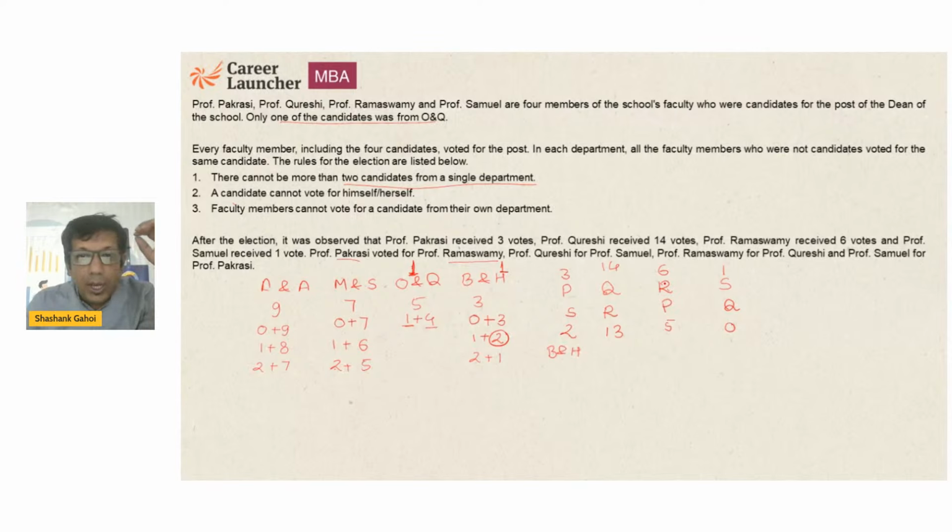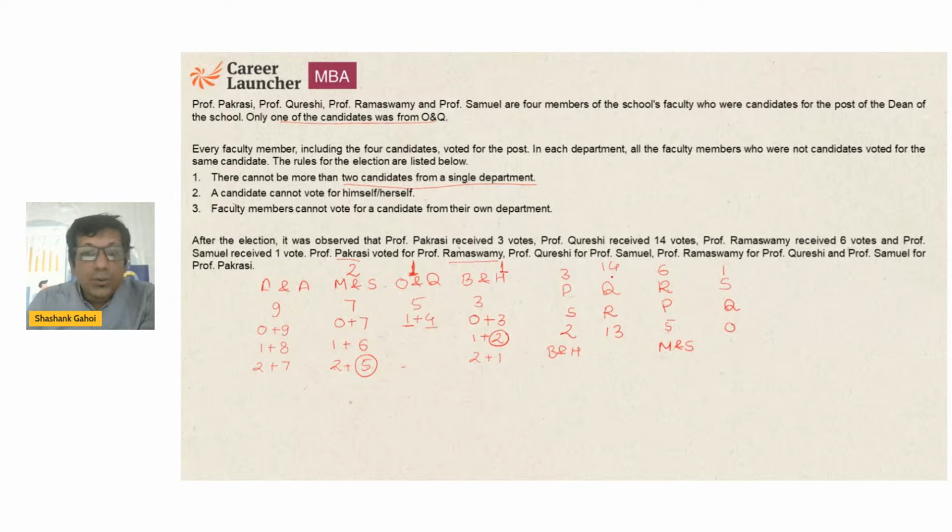Now, R is going to get 5 votes. How can R get 5 votes? 5 votes can be 5 plus 2, 5 non-candidates of MNS. That tells me that MNS must have 2 candidates. 4 is not helping. 7, 8, 9 is not helping. It means R is getting 5 votes and all 5 votes must be from MNS, and MNS must have 2 candidates. That is that scenario.